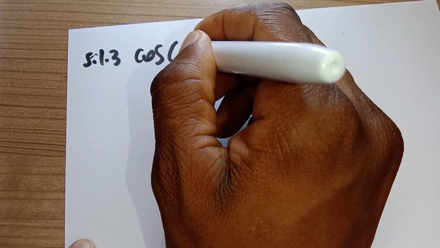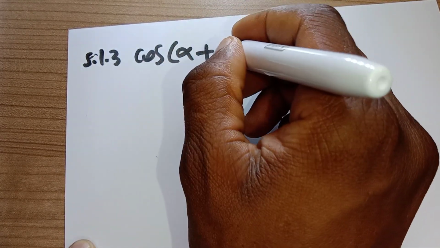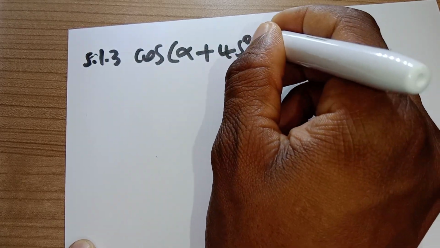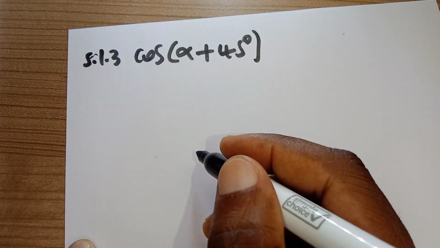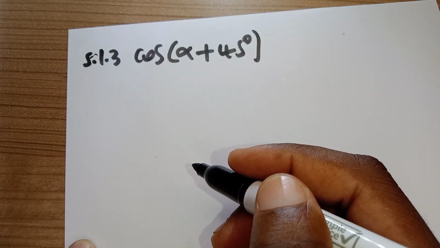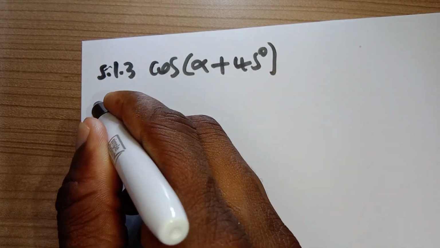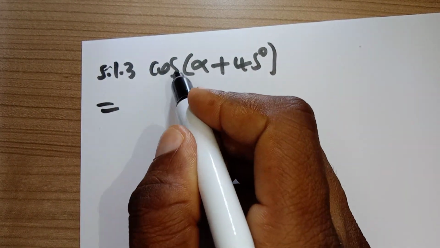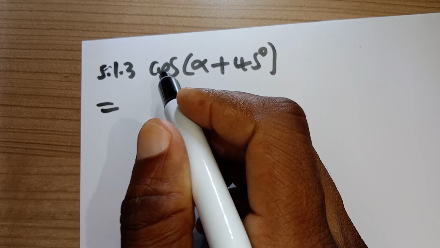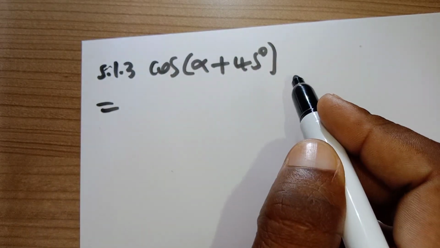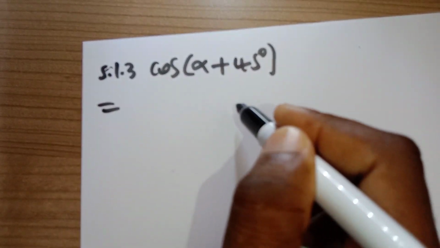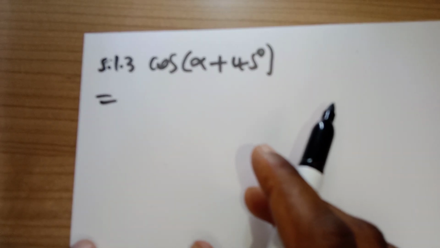That is cos(alpha + 45). This is a compound angle, and we are going to try to expand it. Remember, if it is a compound angle for a cosine, then we must have cos cos and sin sin. If here is positive, then in the middle it should be negative.